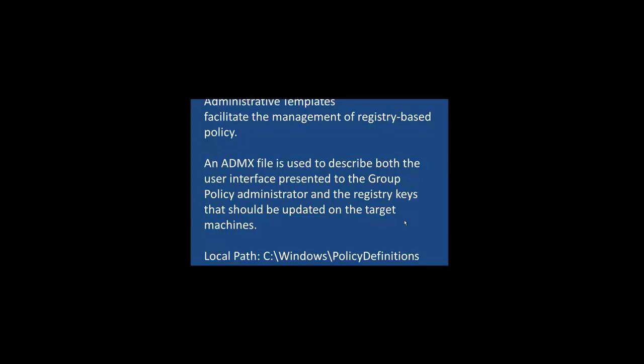The ADMX file, which is the extension for an administrative template file, is used to describe both the interface that we see within group policy and again, the registry keys. When you make a change to a policy, that change is updated within the registry. The local path to a policy on your server machine is C:\Windows\PolicyDefinitions. Your policies are stored within the PolicyDefinitions folder.